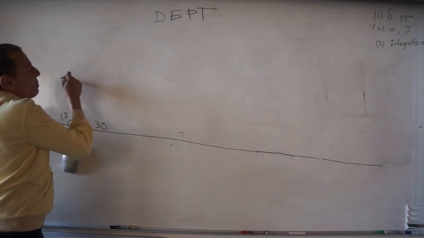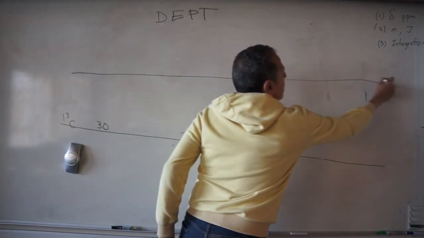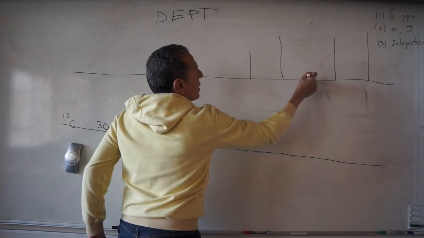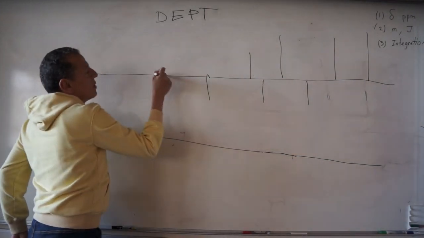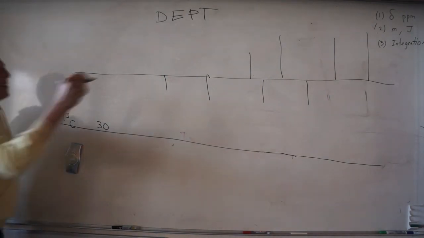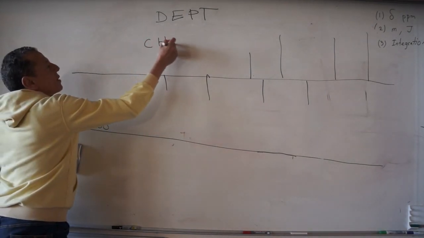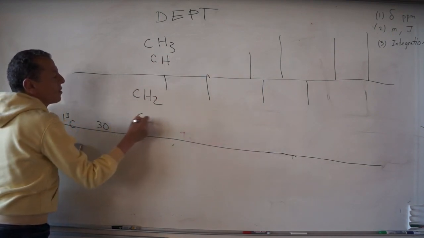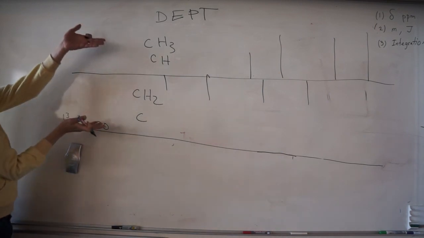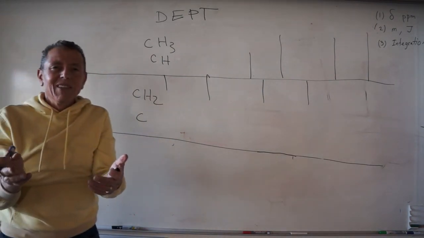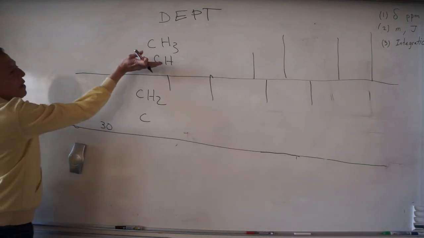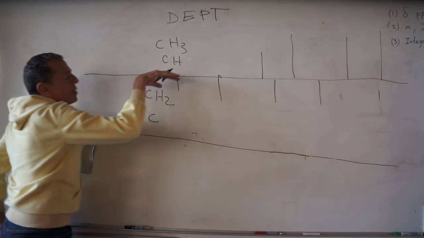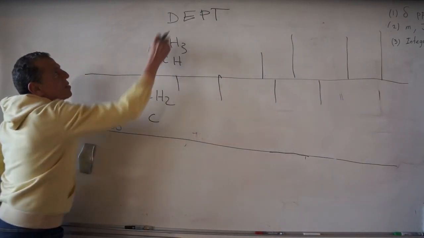But what about DEPT? You will see another line, and in this line you will see some peaks up and some peaks down. So what is up and what is down? The up will be the odd number, CH3 and CH, and the down will be the even number, CH2. This classification definitely will help you in structure elucidation, because you will differentiate how many methyl and CH are up and how many CH2 are down. This is what you call DEPT.